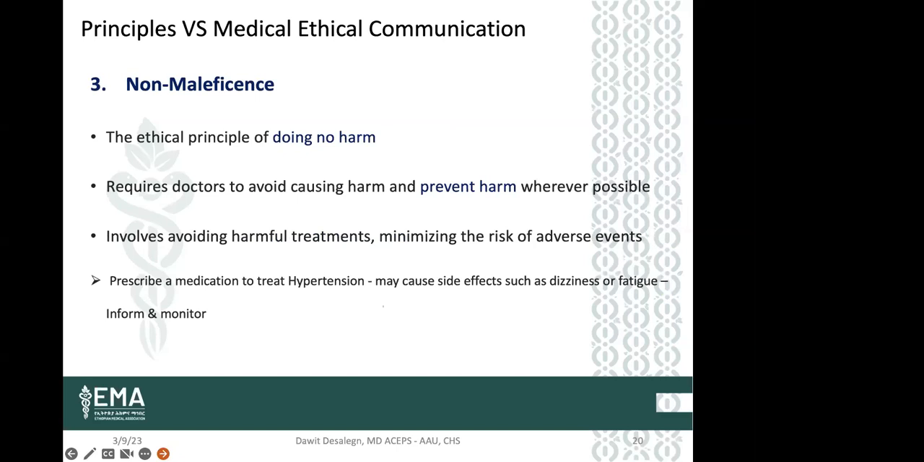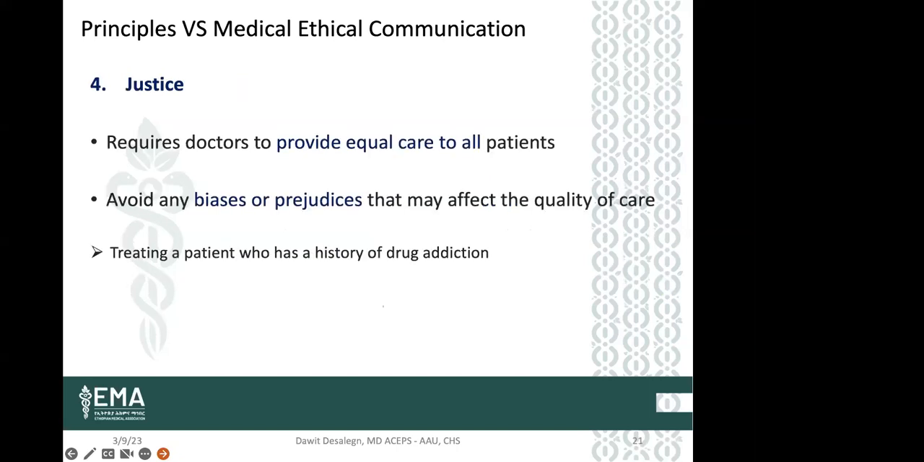And avoiding harm is also quite important, and in this case, it involves avoiding harmful treatments and minimizing the risk of adverse events. And the 4th one is justice, which requires us to provide equal care for all patients, regardless of their background, race, ethnicity, age, gender, and so on, or religious background. So you need to provide equal opportunities for equal care. You need to avoid any biases or prejudice, and this communication becomes quite important. For instance, your patients could be drug addicts, but you should not prejudge while you communicate, and you need to continue to provide equal opportunity for all.